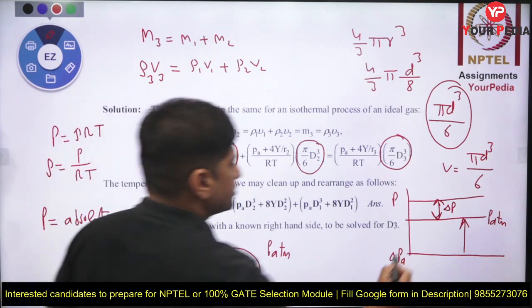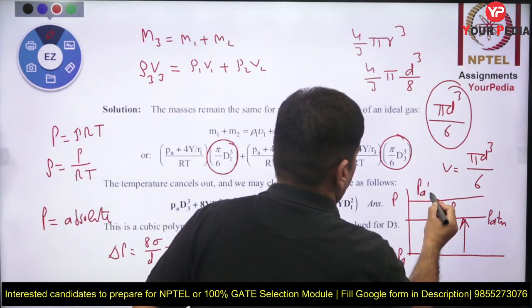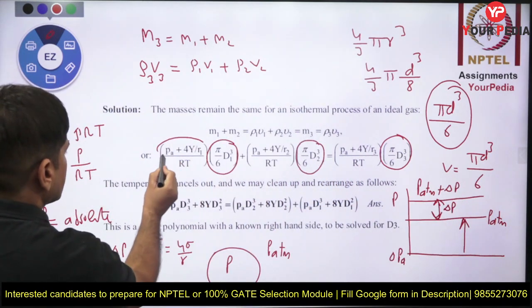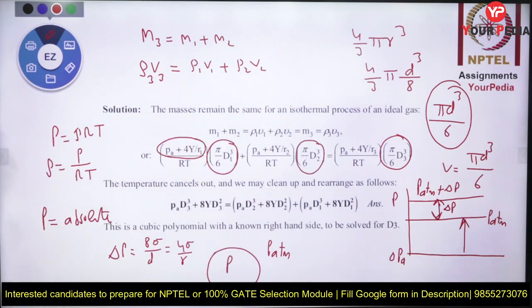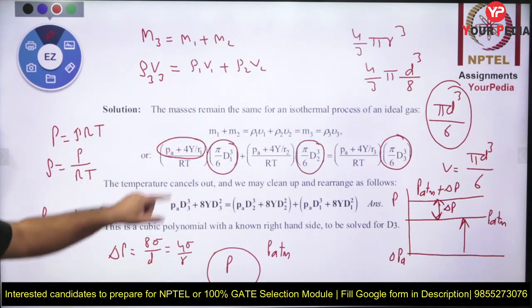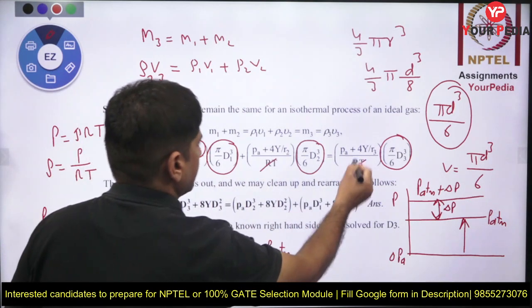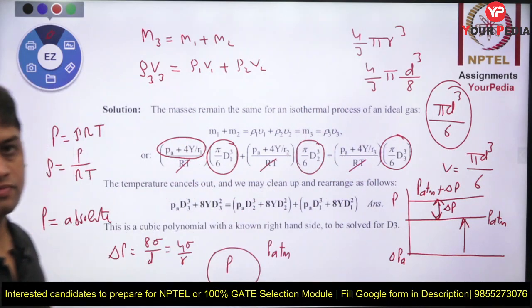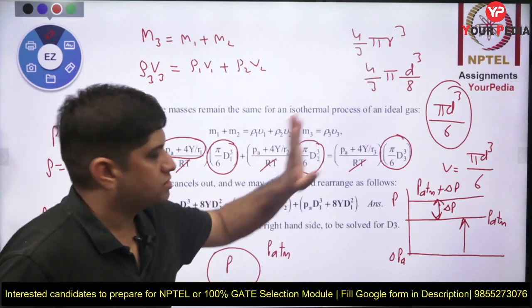Now what is the absolute pressure? Absolute pressure is atmospheric pressure plus delta P. Now see this side, P atmosphere plus 4 sigma by r is the absolute pressure, and absolute pressure over RT becomes the density. So the density is P over RT. RT gets cancelled out. This is V1, V2, V3. This is P1, P2, P3.